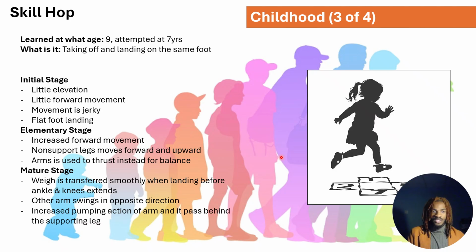When I got to the intermediate stage, I was able to increase my forward movement, and I was able to use my non-support knee and move it forward and upward, and use my arms to help me with propulsion instead of trying to balance. And then that's where I got to the mature stage of hopping. I was able to transfer my weight smoothly before I even extended my ankles and my knees, and then I would use my opposite arm to swing in the opposite direction to help me with hopping. I was also able to increase the pumping action of my arms.